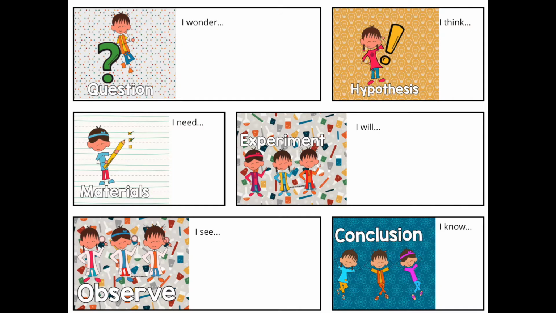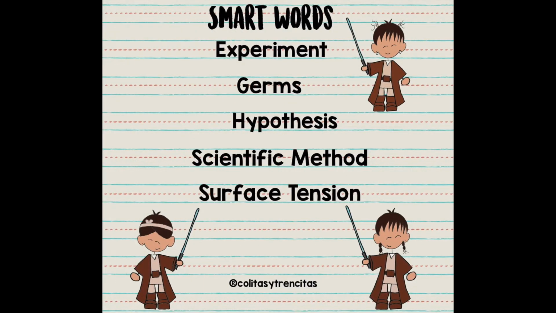You can ask an adult to print out the template for you by clicking on the link found in the video description, or go paperless and do it digitally. During this experiment, you will hear the following smart words. Experiment. Germs. Hypothesis. Scientific method. Surface tension. You can start your own dictionary with them if you'd like. Pay attention to catch them.